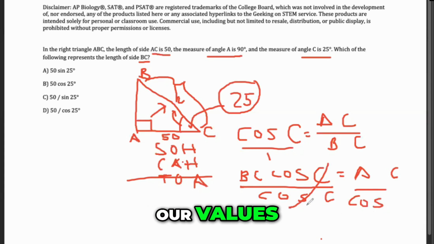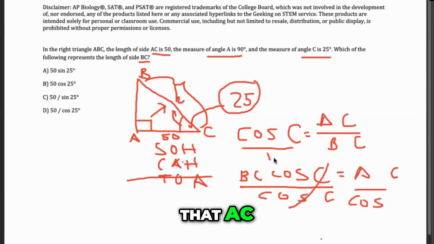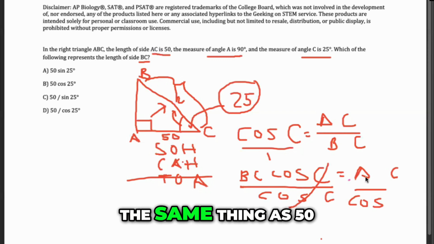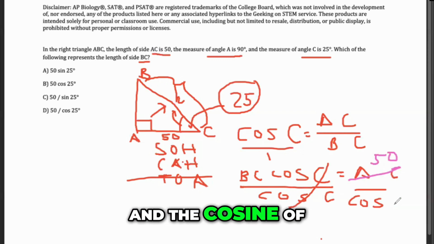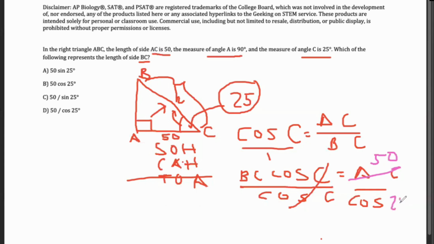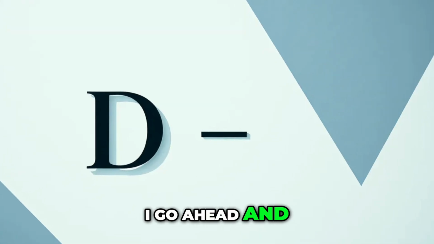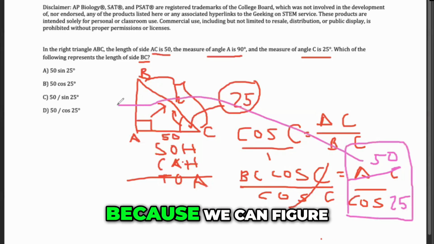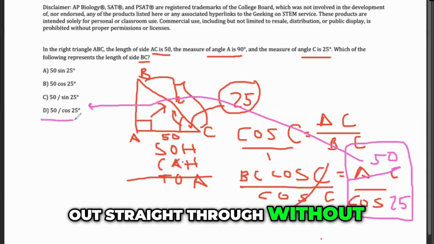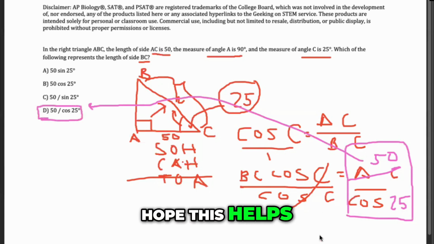We can plug in our values. I'm going to use a different color here and let you know that AC, which we know is the same thing as 50, so I'm replacing AC with 50, and the angle C is 25 degrees. I could plug this straight into Desmos to solve if I wanted to, but guess what? You don't need to, because we can figure it out straight through without even using Desmos, and the final answer is D. Hope this helps.